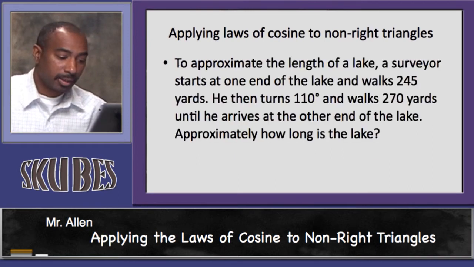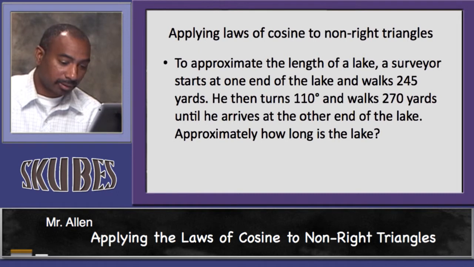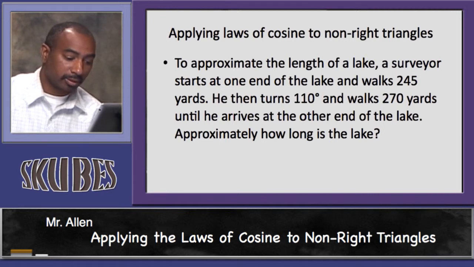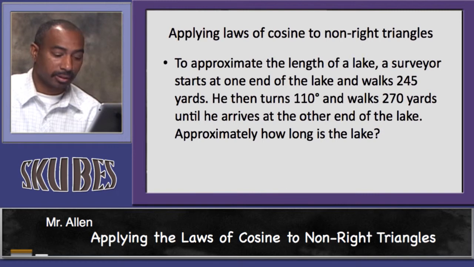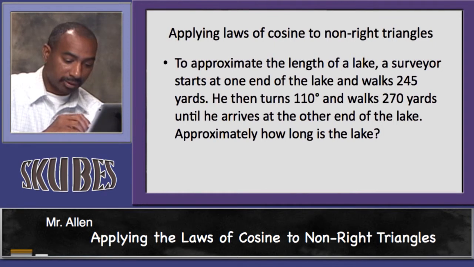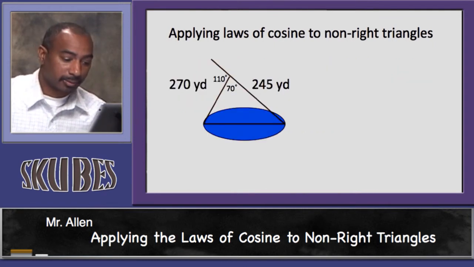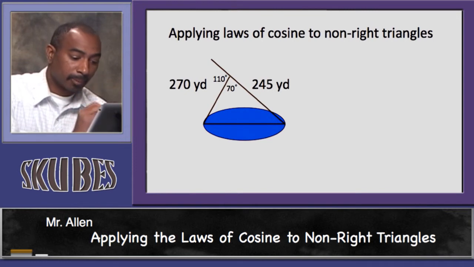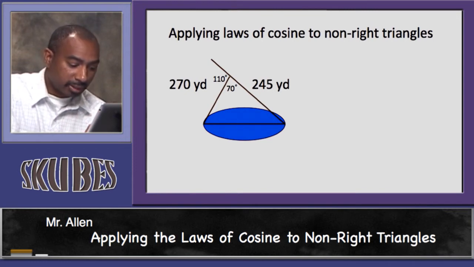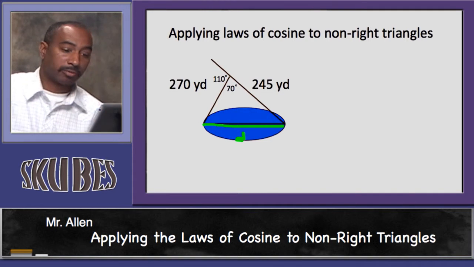Well, let's look at an application. To approximate the length of a lake, a surveyor starts at one end of the lake and walks 245 yards. He then turns 110 degrees and walks 270 yards until he arrives at the other end of the lake. Approximately how long is the lake? We'll have an illustration for you so you can see what this looks like. What we're trying to find is how far the lake is. You can call that d, the distance.